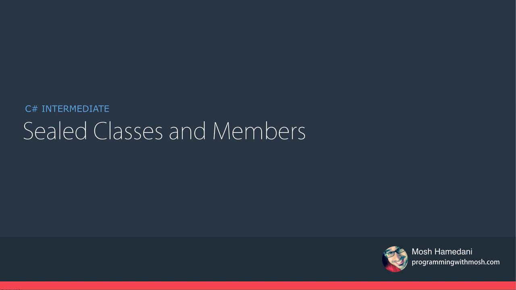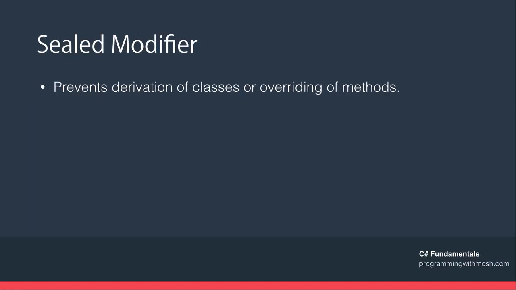Okay, earlier you learned about abstract classes. Sealed classes are the opposite of abstract classes. So a sealed modifier prevents derivation of classes or overriding of methods. Similar to the abstract modifier, the sealed modifier can be applied to a class or a class member. If applied to a class, it prevents derivation of classes from that class. And if applied to a method, it prevents overriding of that method.